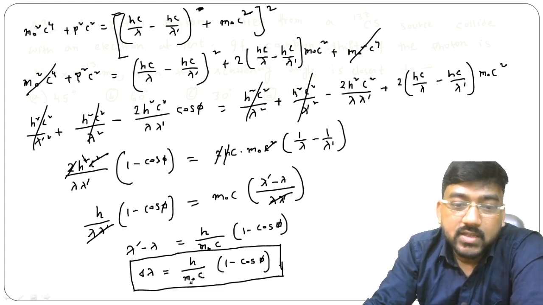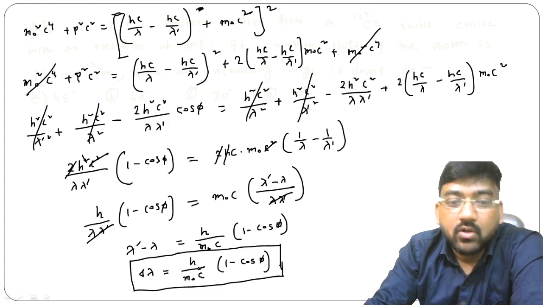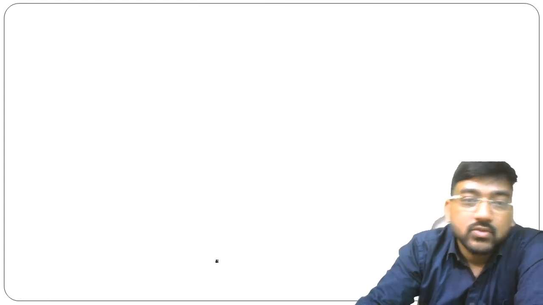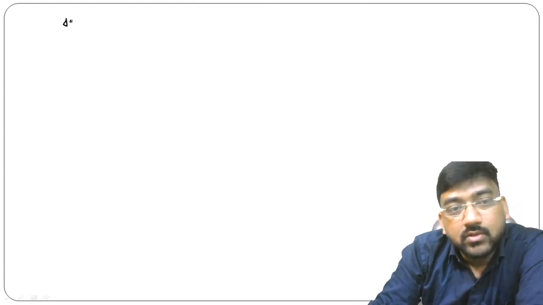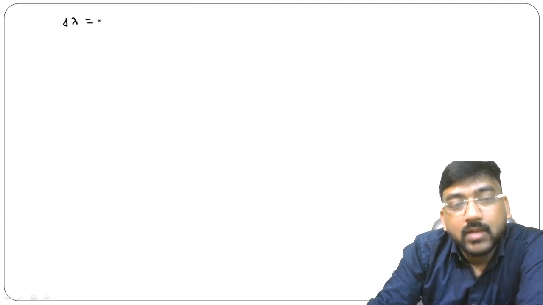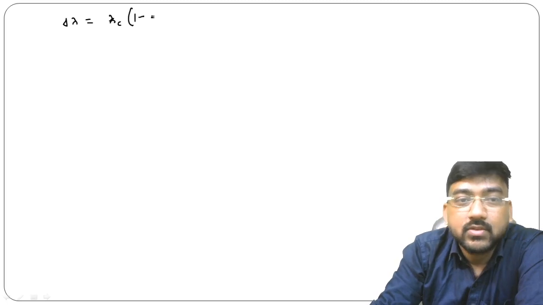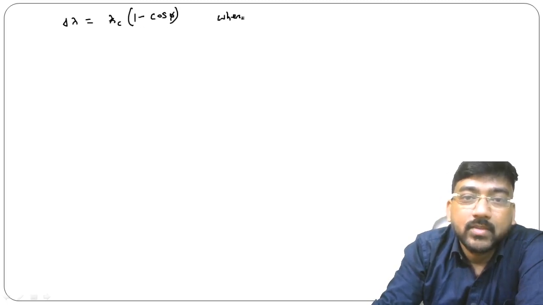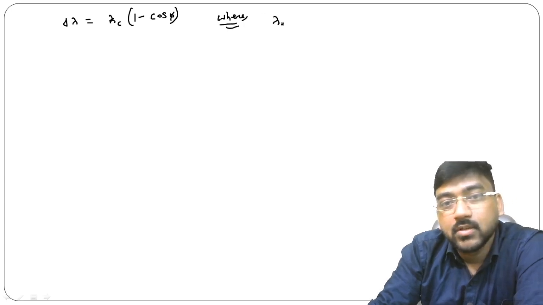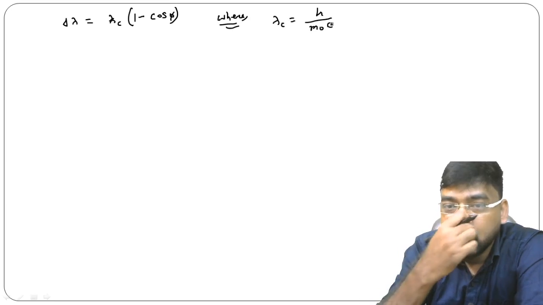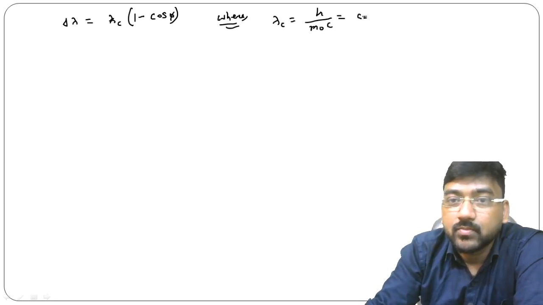And this h upon m0 c is popularly known as Compton wavelength, that is lambda c. So you can write this equation in this way also. Delta lambda will be lambda c into 1 minus cos phi, where lambda c is equal to h upon m0 c, and this is popularly known as Compton wavelength.